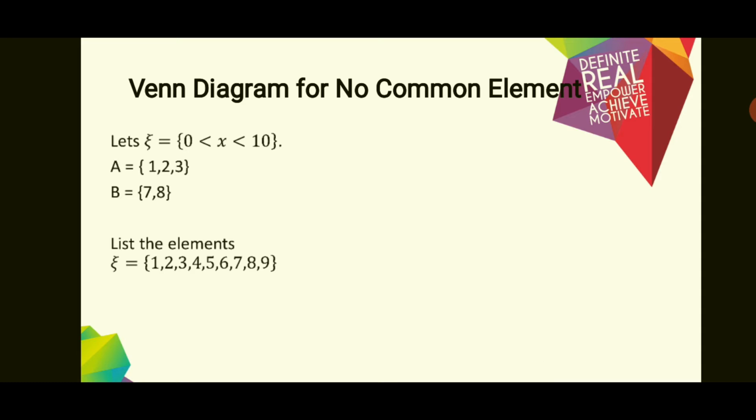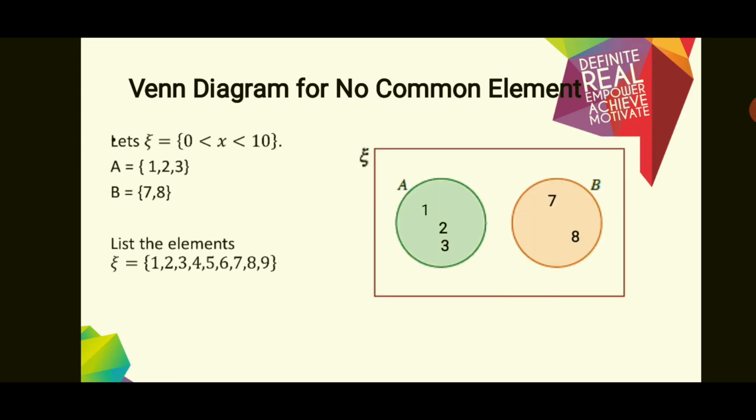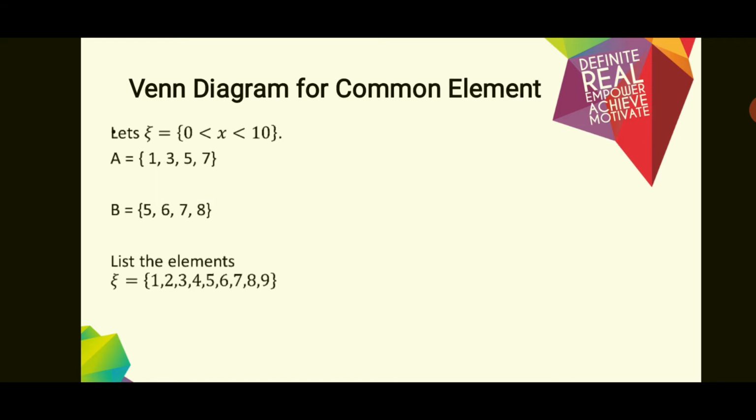Let the universal set be x greater than 0 but less than 10, with A and B and their elements listed. The first thing that we need to do is to list the elements of the universal set, which is 1 till 9. And then in the diagram, we put A and B separated because there's no common element, and we put the elements of A and B inside each of them. And then the rest of the elements like 4, 5, and 6, which are not elements in A and also not elements in B, we put there.